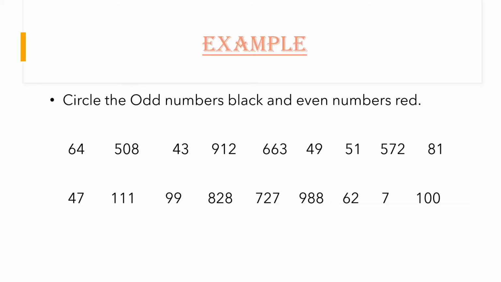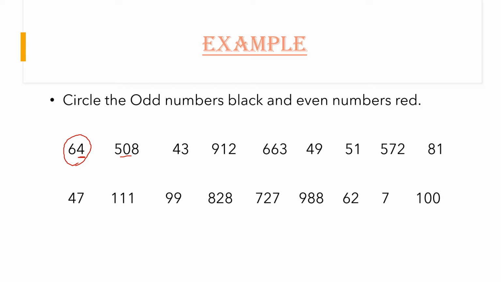Okay, here is an example. Circle the odd numbers black and even numbers red. So I will circle the even numbers with red color and the odd numbers with black. The first number is 64. Look at its last digit, 4. It means it is an even number because when the last digit is 0, 2, 4, 6 or 8, the number is even. Okay, 508.